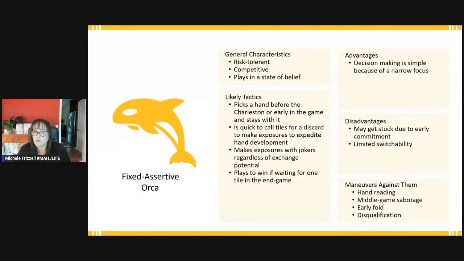That would require, of course, you folding early, but it is a maneuver that you can leverage. And also you can look for opportunities to disqualify them, especially if they made exposures where they've left themselves vulnerable. For example, maybe you know they need a pair and they have exposures that point to a particular hand, and you could disqualify them because they played assertively and made exposures early. You might be able to catch them in a disqualification.